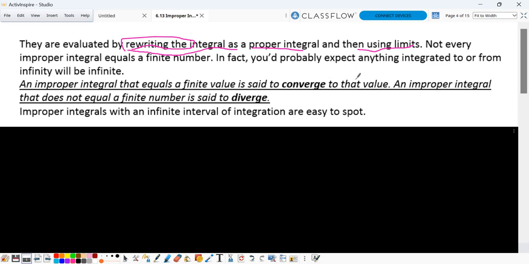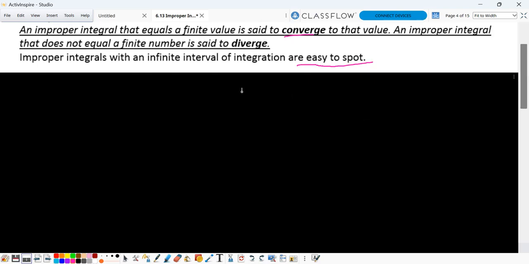How do we make it proper? You have to use limits. An improper integral that equals a finite value is said to converge. And if it does not have a number, then we call it divergent. Improper integrals with infinite intervals are easy to spot by looking for infinity bounds. Basically, you look for horizontal and vertical asymptotes.